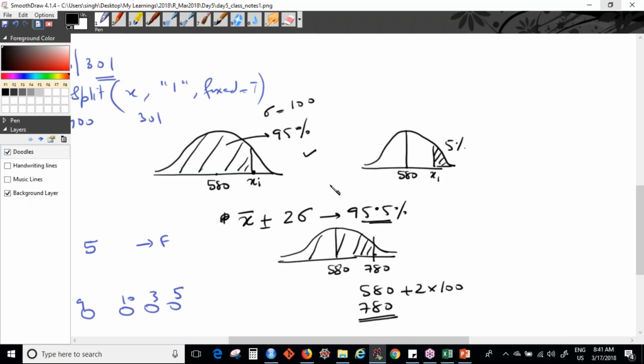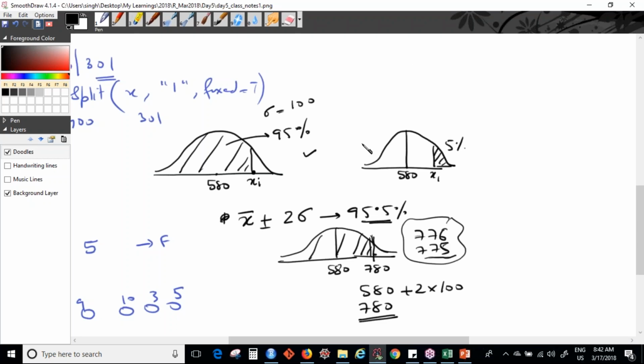But the question is not asking you 95.5%, it is asking you 95%. So maybe a little bit less than that, maybe around 776 or 775. So this is how you can approximate the answer. Of course, we cannot get to the exact number using our hands. You will have to use software. But approximately it will be around 775 or 776, so between 775 and 780 is your answer.